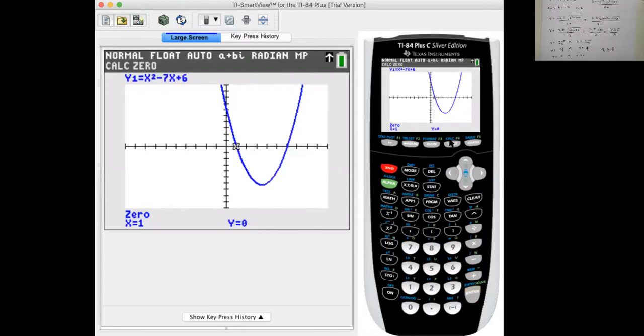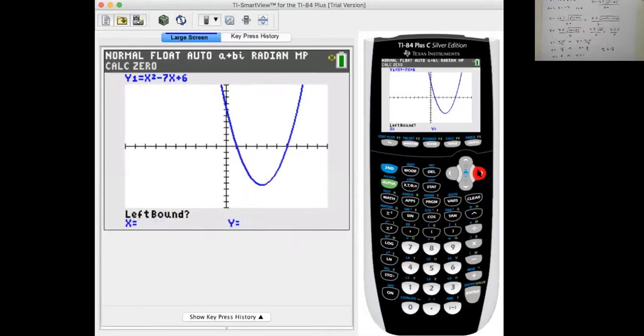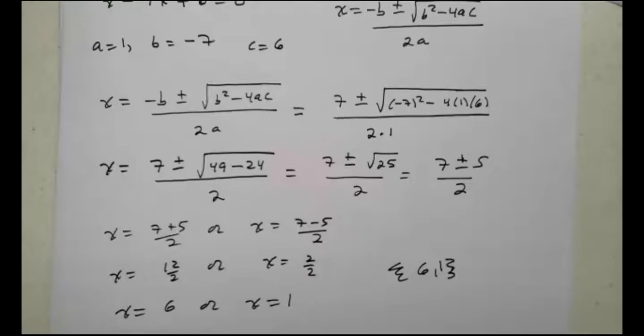Similarly, second calc zero finder is number 2. Move the cursor over a little bit to the left of where it crosses, and say enter, a little bit to the right of where it crosses. Enter, and close to where it crosses, say enter, and I get 6. So again, 1 and 6, 6 and 1, the two answers that we had from factoring, from quadratic formula, and from the graphing calculator.